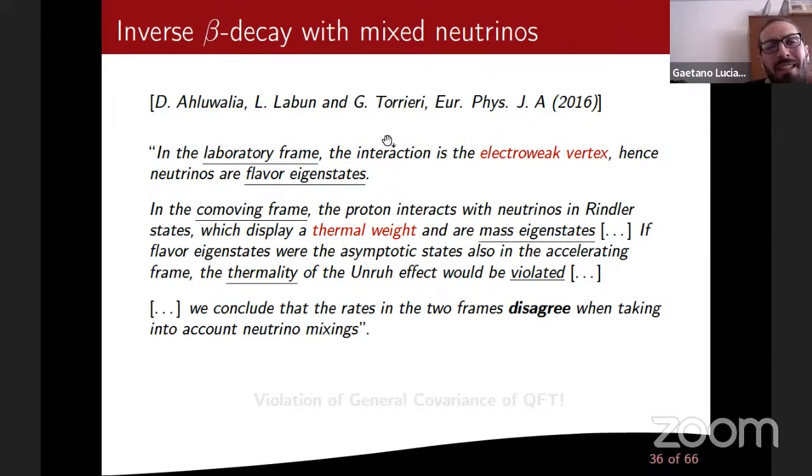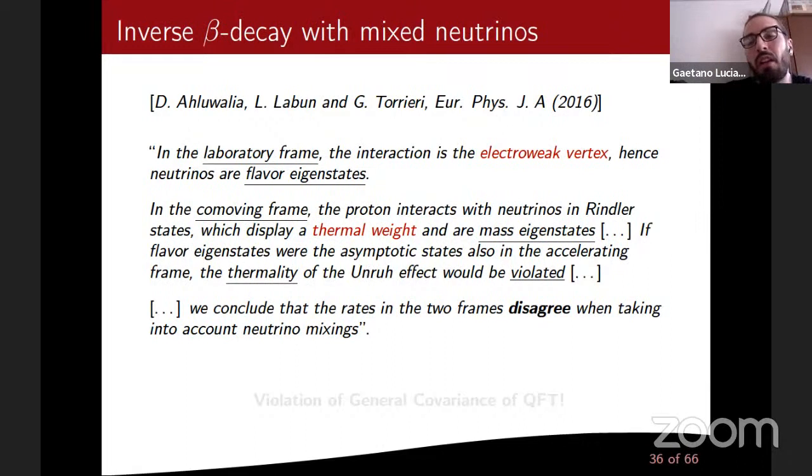The authors claimed that, and these sentences are taken from their paper, in the laboratory frame the interaction is the standard electroweak interaction, so in the lab frame the fundamental neutrinos should be the flavor eigenstates. On the other hand, in the comoving frame, they claim that the proton interacts with neutrinos in Rindler states. These states have an effective thermal weight, so they must be considered as massive eigenstates. If flavor eigenstates were used also in the comoving frame, then the thermality of the Unruh effect would be violated.